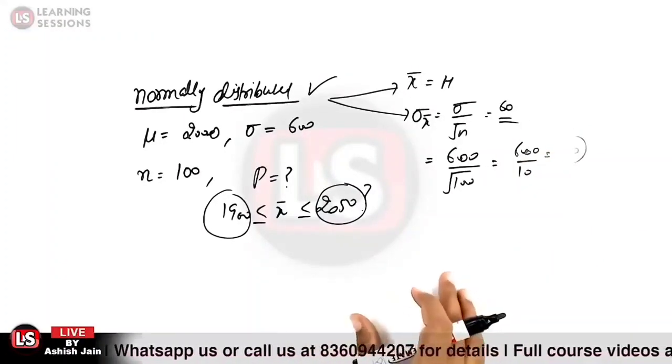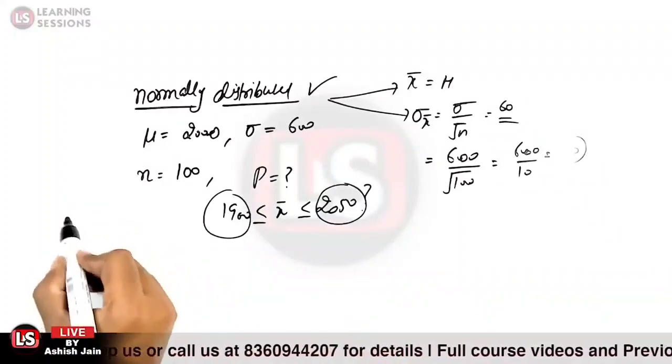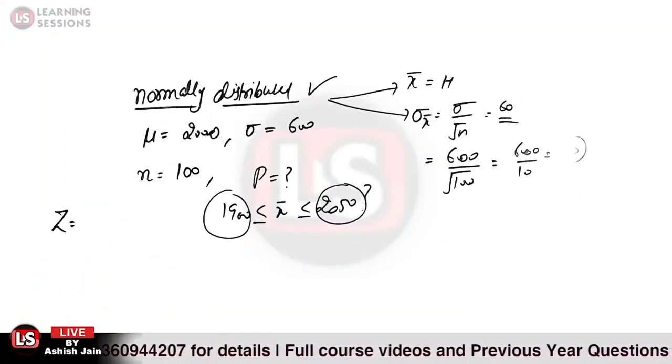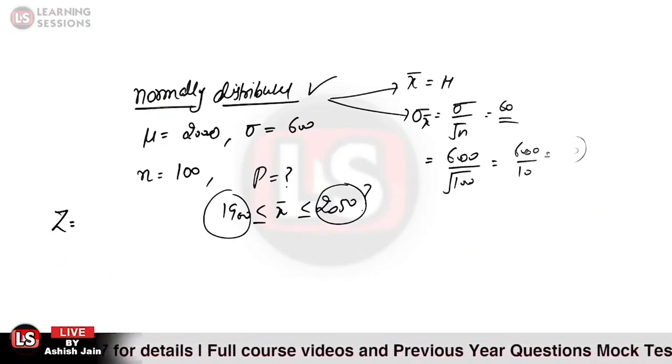Okay, is that clear? Now we'll be looking at the z value. What is the formula related to the z value? Kindly do confirm the same.